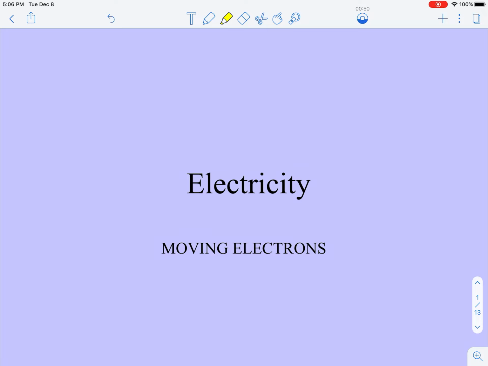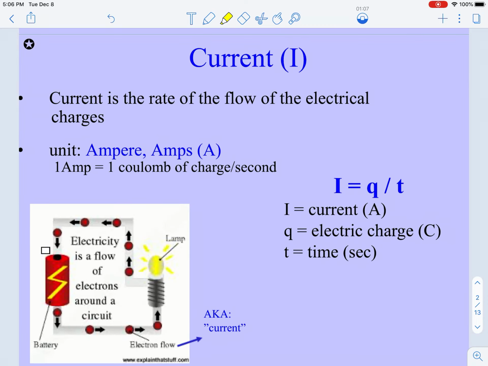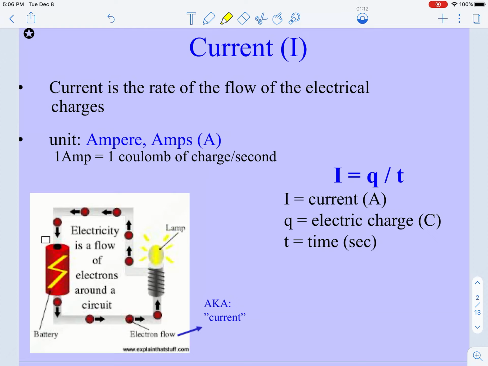In this chapter, we are now focusing on electrons that are moving. Rather than static electric charge, where we were concentrating on the buildup of charges on a material, now we are going to focus on the actual movement of those electrons, or why the electrons move and how they move, and we refer to that as electricity. So the first thing we're going to discuss is this vocabulary word, current. Current is the rate of flow of the electrical charges.